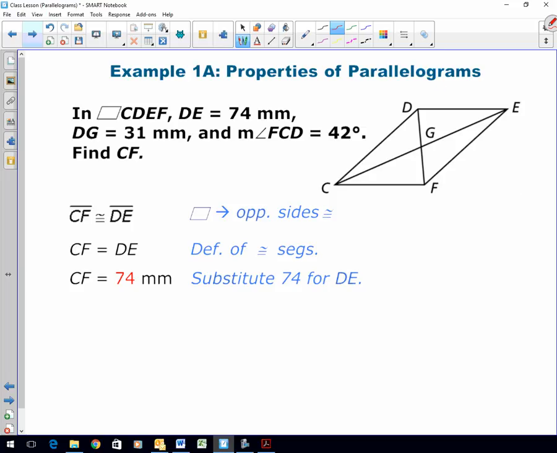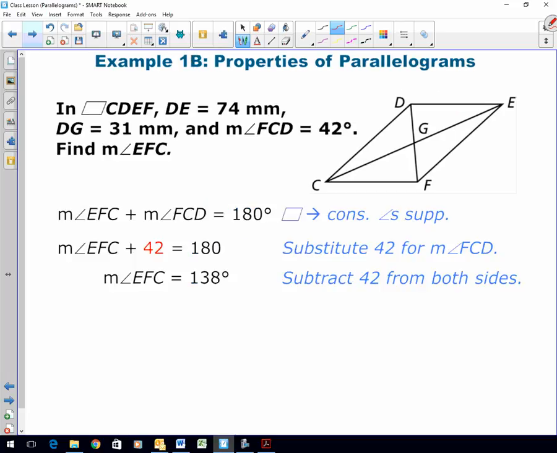DE is 74. What side of this parallelogram is opposite DE? So what would CF be? Because opposite sides of a parallelogram are congruent. Okay? Opposite sides of a parallelogram are congruent. Right? Next.